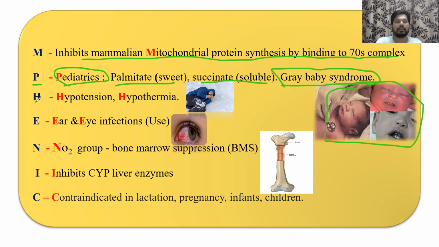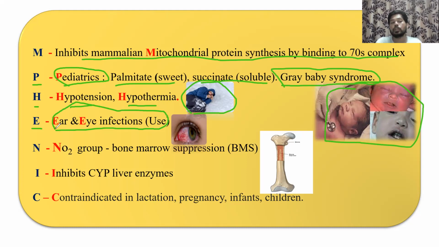Okay. And the next letter is H. Based on letter H, chloramphenicol can cause hypotension, low BP, and can reduce the body temperature. Here I put a small image for our understanding. When the temperature is lower, we will feel cold. So it decreases the blood pressure as well as the body temperature. And the next letter is E. Chloramphenicol is widely used in eye as well as ear infections. For eye as well as ear infections, chloramphenicol is useful.